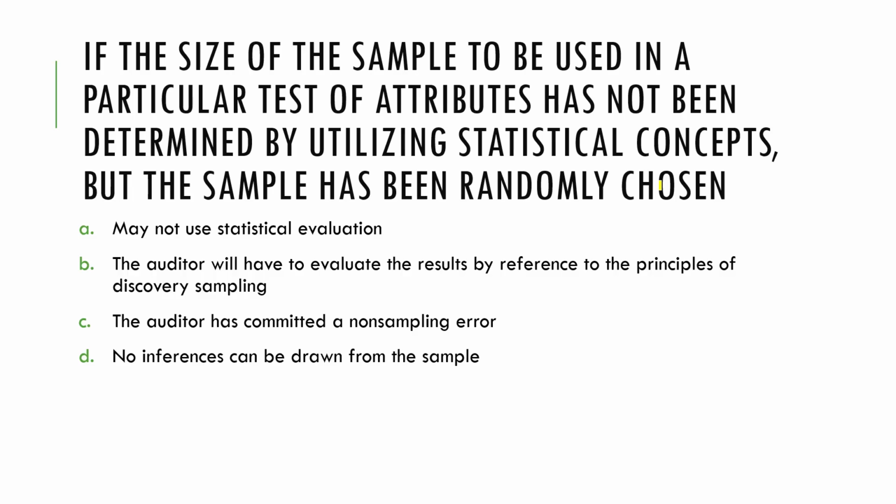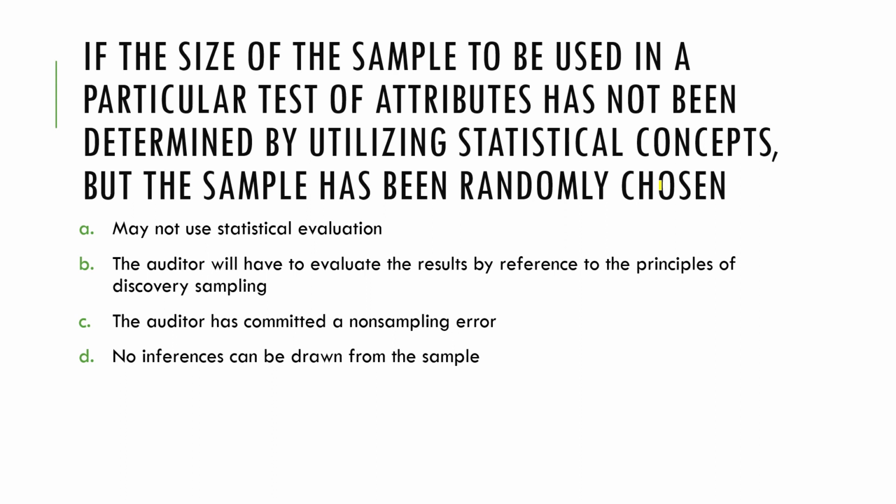In the case of this scenario, letter A, the auditor may not use statistical evaluation because at the very start, that's a non-statistical sampling. So in a non-statistical sampling plan, you may have chosen the sample using probabilistic selection, but once you go to the evaluation, you must go back to non-statistical evaluation, because at the very start, it was a non-statistical sampling. So that's letter A. Or letter B, the auditor will have to evaluate the results by reference to the principles of discovery sampling, which is a very specific, very special type of sampling.